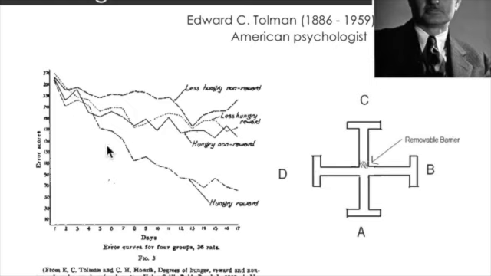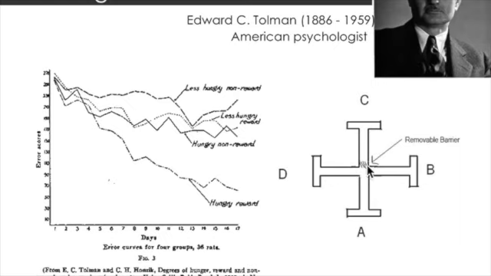And you can just measure the number of errors that they make, and what he observed was that the more hungry the rat was, the sooner it learned to find its reward. Right? So the state of the being does matter. And what he also found, and this is really quite clever, is that the rats seem to have a mental, a cognitive map within their brains, right?